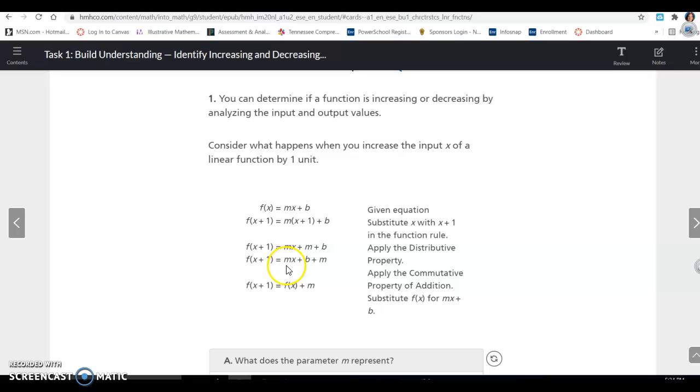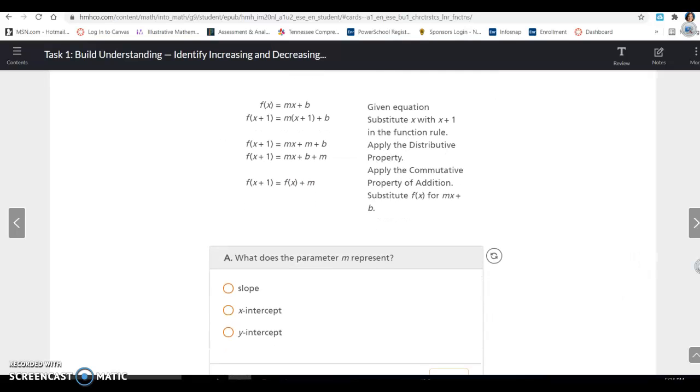Now, why are we doing that? Because mx plus b, we know that equals f of x. So we replace the mx plus b with f of x, and then, of course, we still have the plus m. That's just a more complicated way of saying, what does the m represent? The m represents your slope.